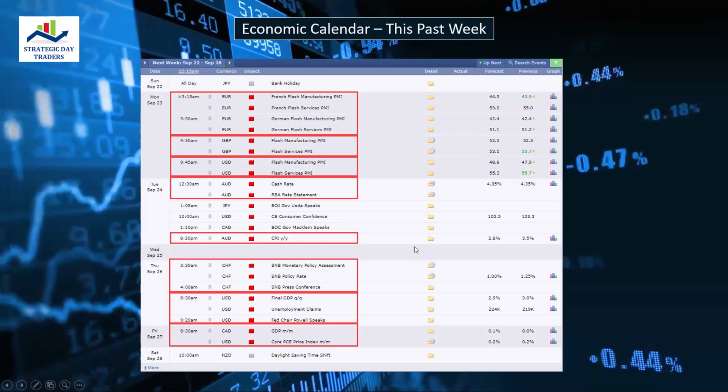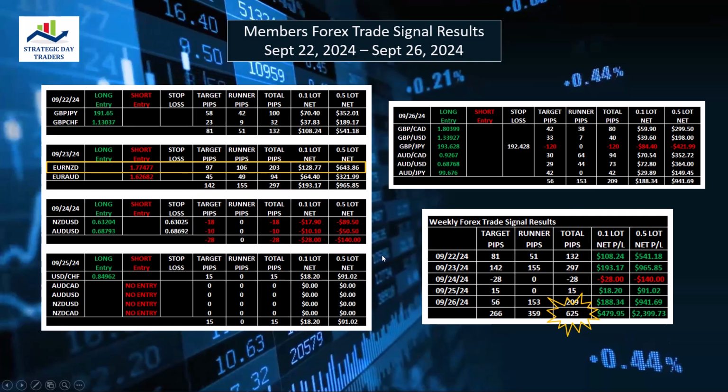Now, if we take a look last week, we had a ton of news. I was kind of expecting a bit of a flip-floppy week, and we had ups and downs all over the place. So it was a fairly tough week to manage with lots of inflation and interest rate news. But here are our results, despite the fact that we had some sideways movement, some unexpected news. We still netted a total of 625 pips altogether.